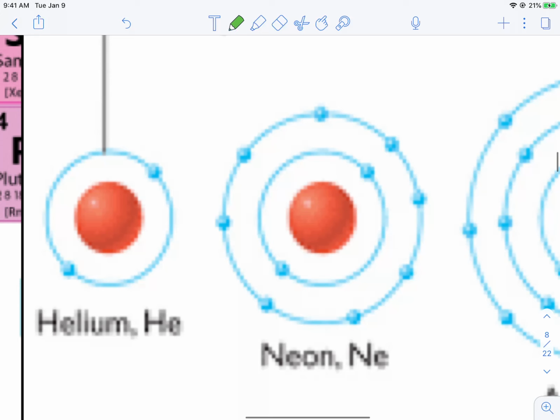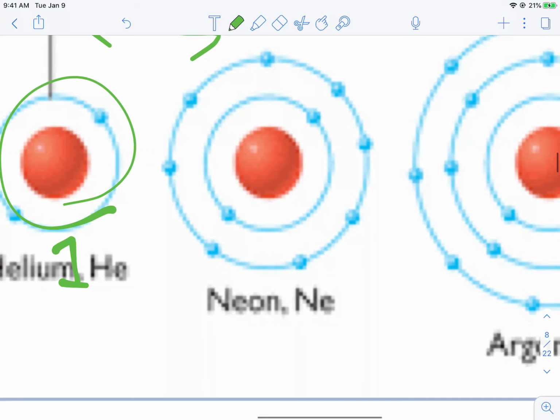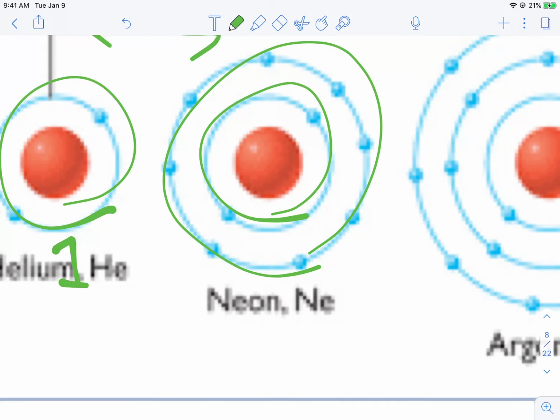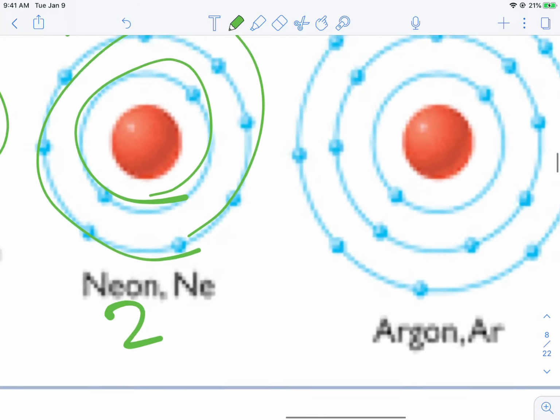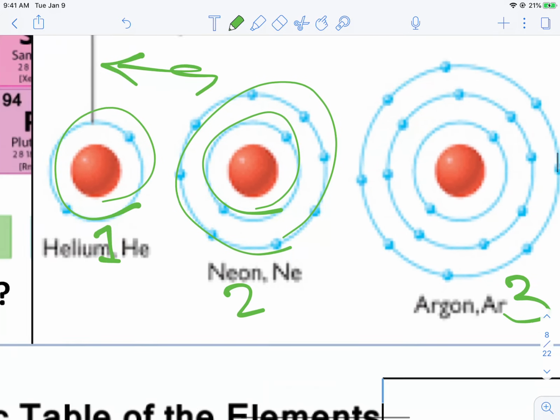So first of all, let's practice. This guy's got one subshell. So what period would he be in? Well, he would be in period 1. That's helium. Neon has 2 subshells, so it would be in the second row or period. Okay, argon has 3, so it's in the third period. Now, what am I getting at?